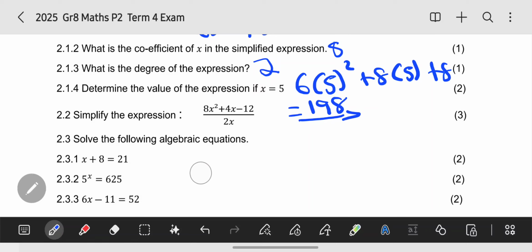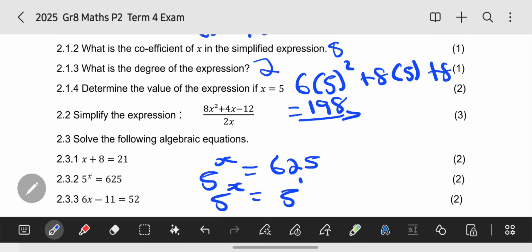Oh, sorry, it's 5 to the power of x, which is equal to 625. So in your calculator, you press 625, you press the equal sign, you press shift, and you press the factorization key. And then you're going to have 5 to the power of 4.